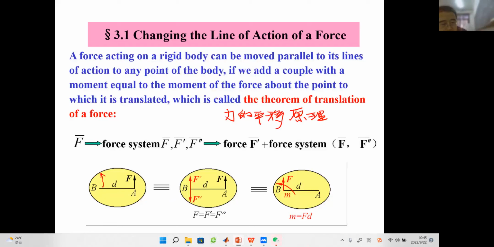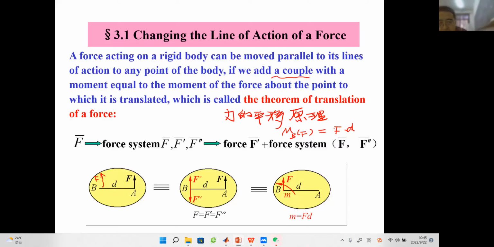Step one, we should give a force F, which has the same direction and magnitude as the original force. Second, we should give a couple. The value of this couple should equal the moment of the original force about this point. Actually, this couple should equal M_B(F), which is equal to F times D. This D is the distance from the original point A to the point we want to move the force to.